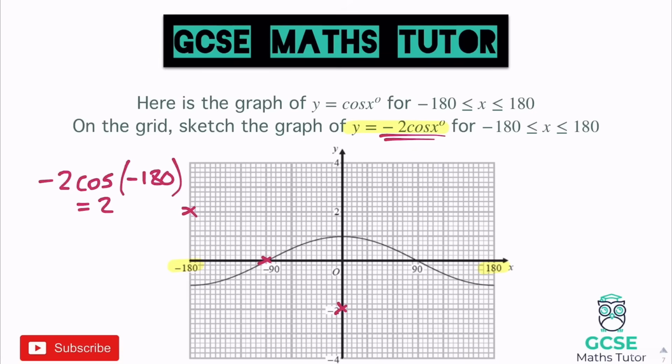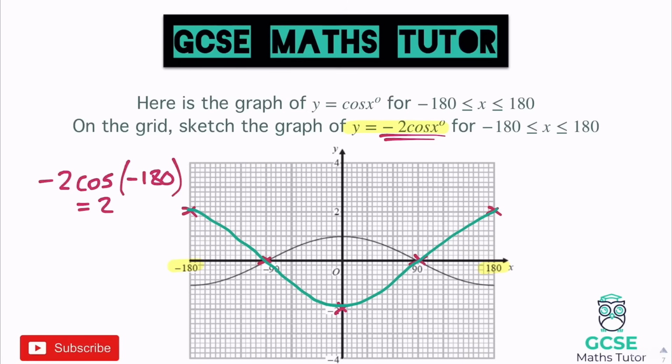And let's go back for 90, -2 cos 90 gives me a value of 0, and -2 cos 180 gives me a value of 2. There we go, so that value of 2 is there. And again, we just need to join that up with a nice smooth curve. There we go. And that's our point drawn there. So again, that's one method that you could approach.